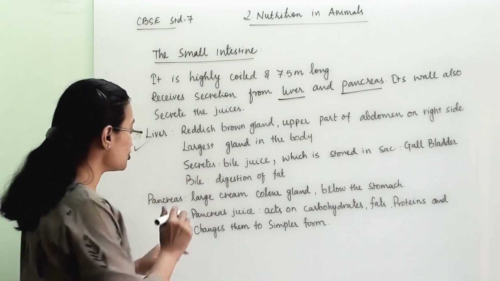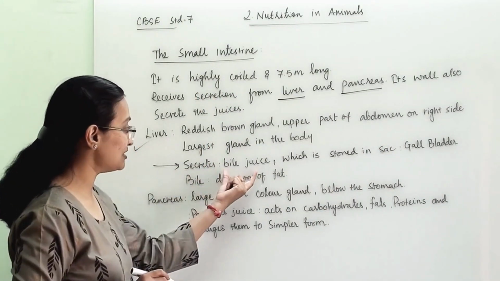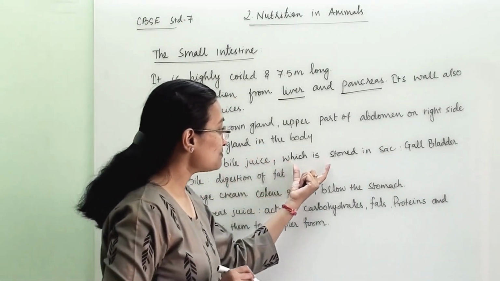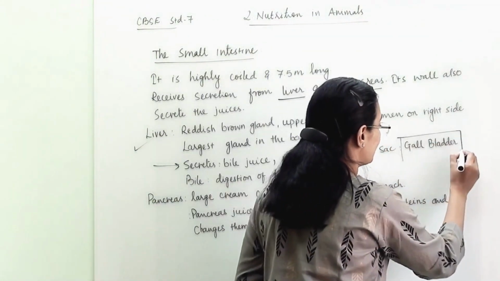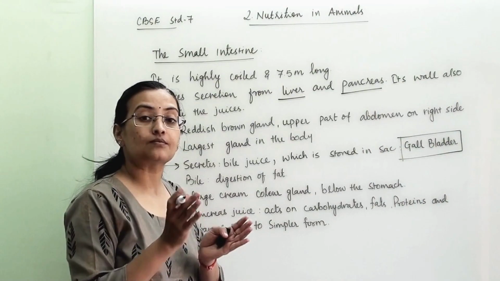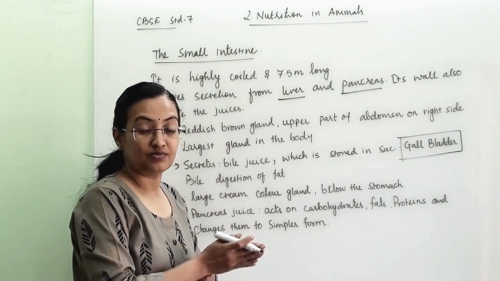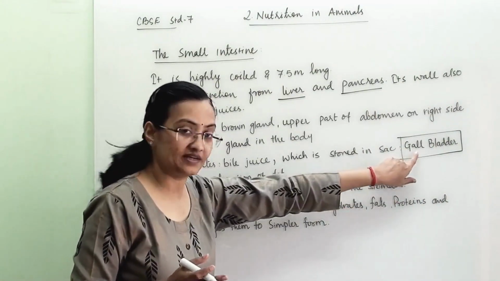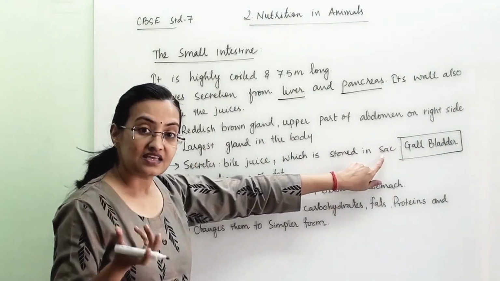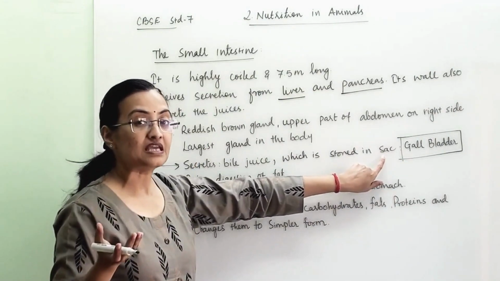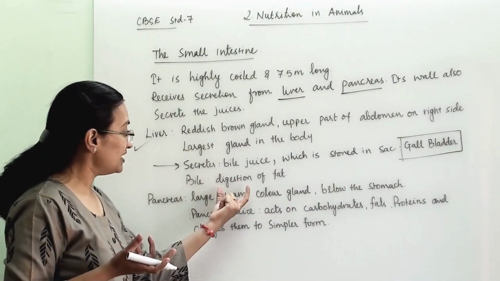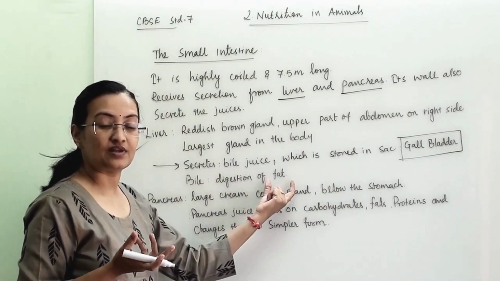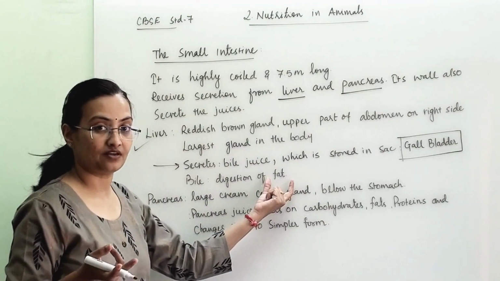Now, the function of the liver: it secretes bile juice. This bile juice is stored in a sac known as the gallbladder. Bile juice is secreted by the liver, but it comes from the gallbladder. Now what is a gallbladder? It is a sac where this bile juice is stored. Now what will bile do? It will help in the digestion of fat.